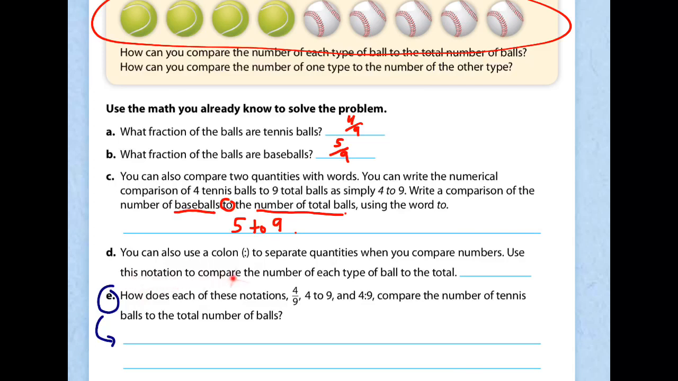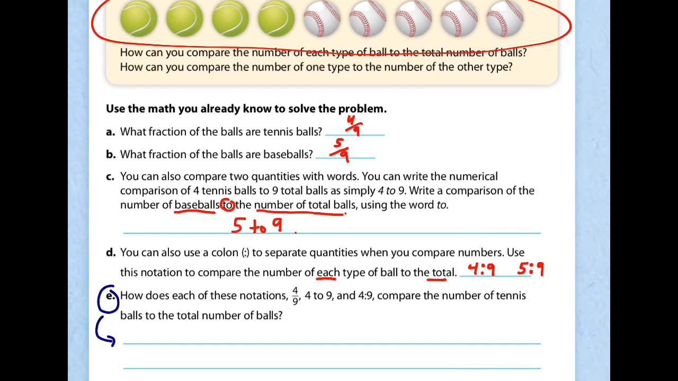Use this notation to compare the number of each type of ball to the total. So my question is, did you do it for each type of ball? I know there are 4 tennis balls to 9 total balls. Notice I use the colon. And for the baseballs, there are 5 baseballs to 9 total balls. So that should be my answers for D. If you missed one of those, if you didn't do each type, just make sure you fix it.